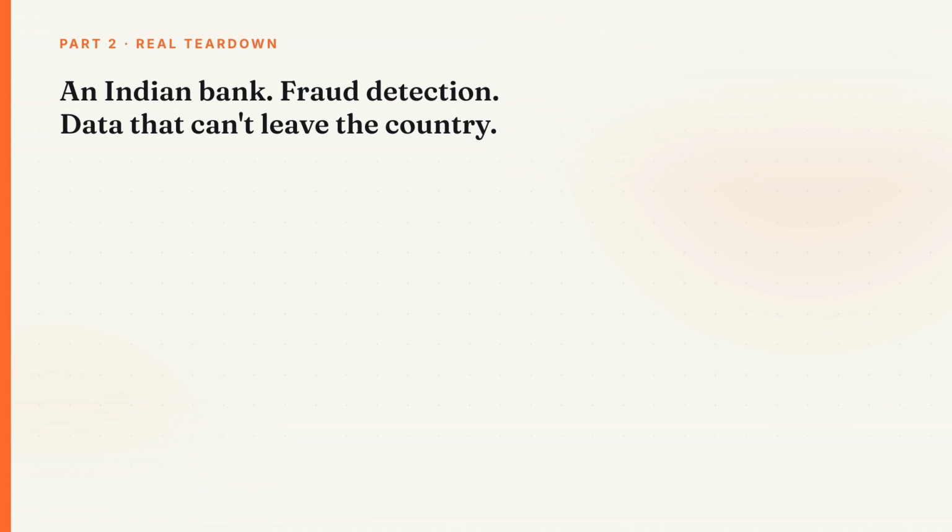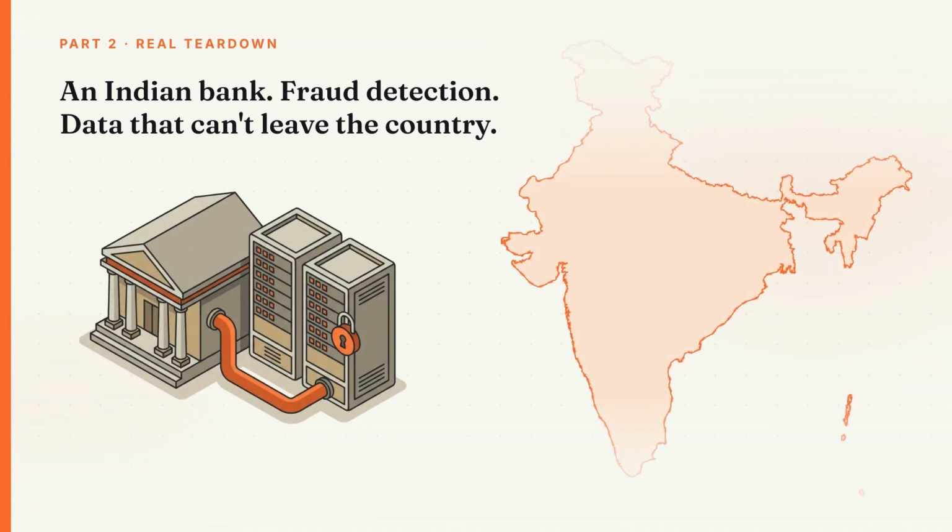Let's make this concrete too. Say an Indian bank wants AI for fraud detection, flagging suspicious transactions in real time. Customer financial data is some of the most sensitive data that exists, and Indian regulations require a lot of it to stay within the country on infrastructure the bank actually controls. A closed model like GPT-4 doesn't work here. Every request would mean sending financial data to a server outside their control. So the bank reaches for an open model instead, something like Llama or Mistral, and runs it entirely on their own infrastructure. Nothing leaves the building.